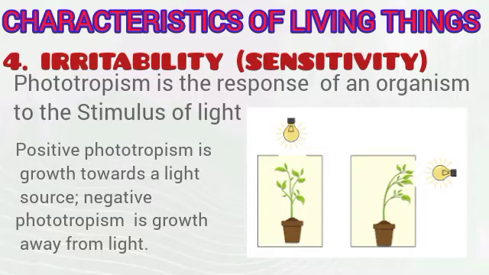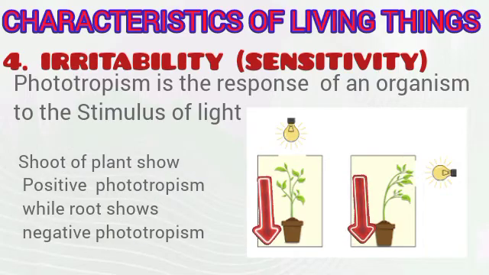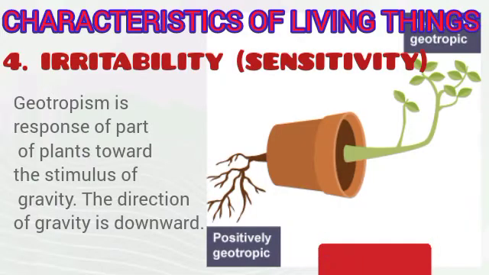Phototropism is the response of an organism towards the stimulus of light. If the organism is moving towards the stimulus of light, it's called positive phototropism, as you can see from the diagram. But if it's moving away, it's called negative phototropism.